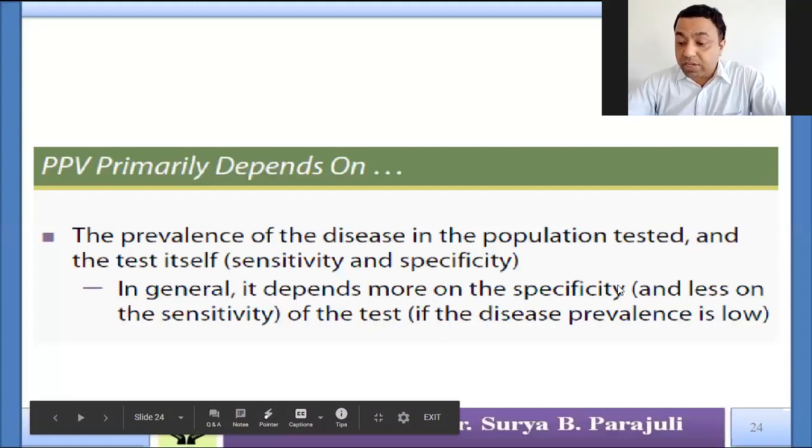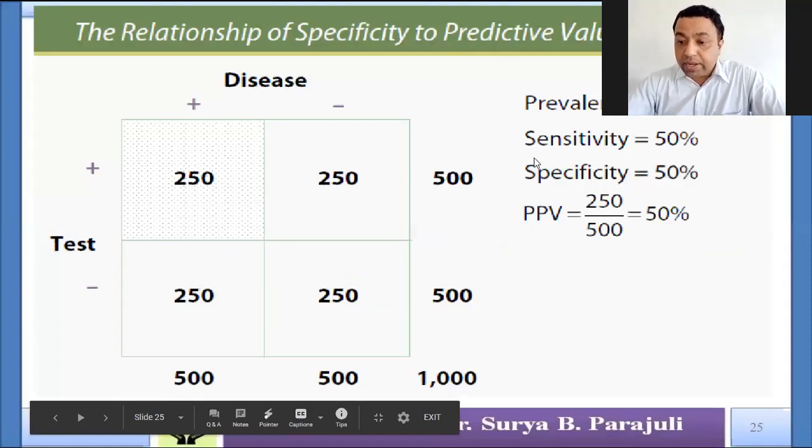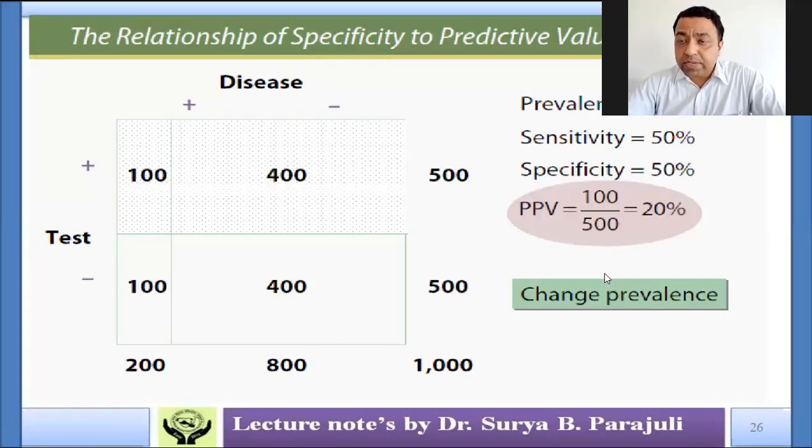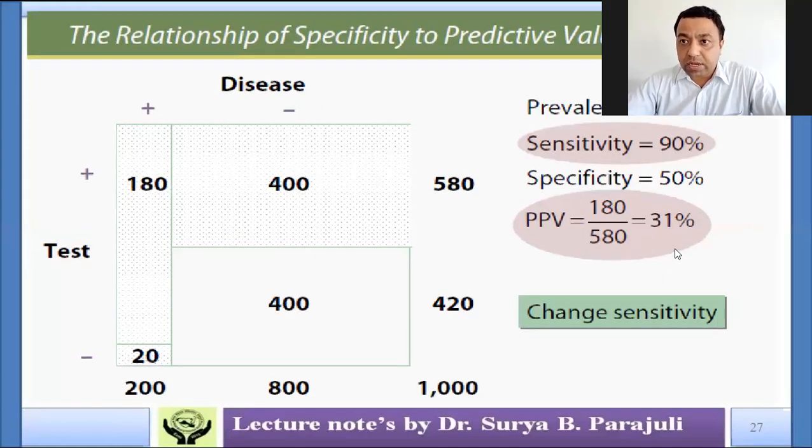In general, it depends more on the specificity and less on the sensitivity of the test if the disease prevalence is low. You can see now the final calculation of prevalence. If we have prevalence 50%, sensitivity 50%, specificity 50%, the positive predictive value is again 50%. In the next slide, if you decrease prevalence, then PPV also decreases, to 20%. If you increase sensitivity, what happens? It increases the positive predictive value.